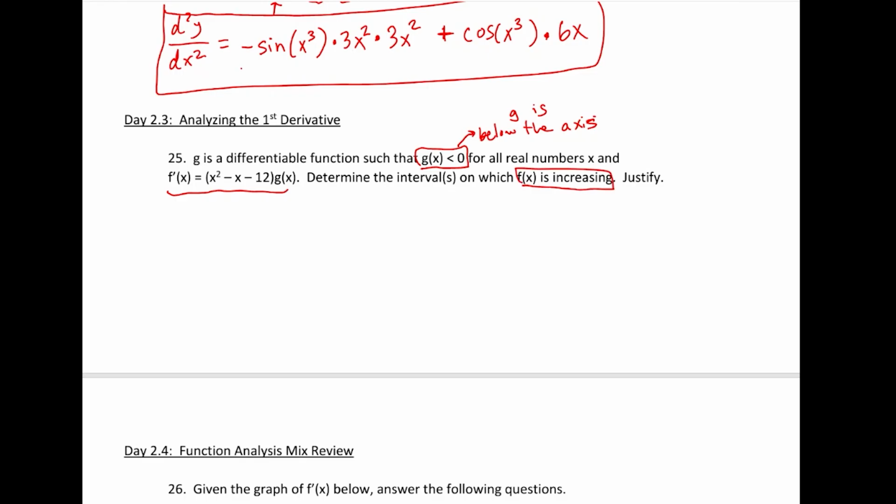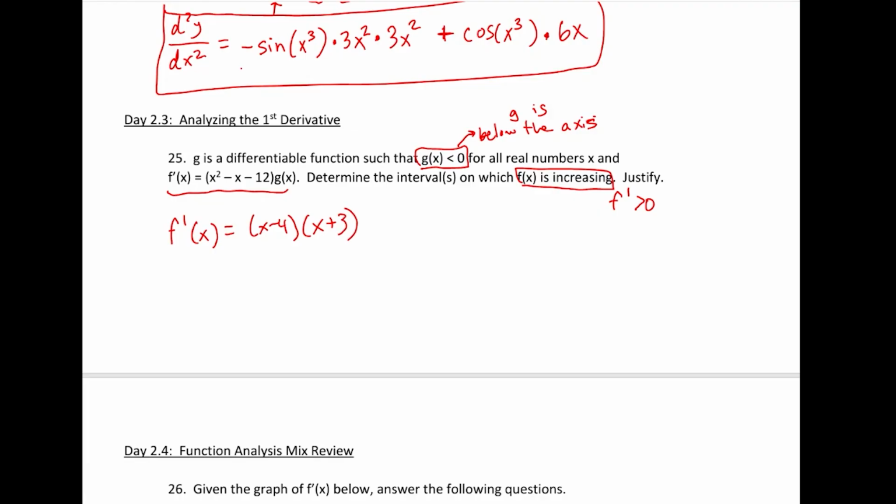Okay, so f is going to be increasing anytime the first derivative is positive. F is increasing means that f prime is positive, and that's actually going to be our justification. So we need to find f prime, which is actually over here, and figure out when that is positive. So let's factor that f prime out. So f prime is going to be x minus 4 times x plus 3.